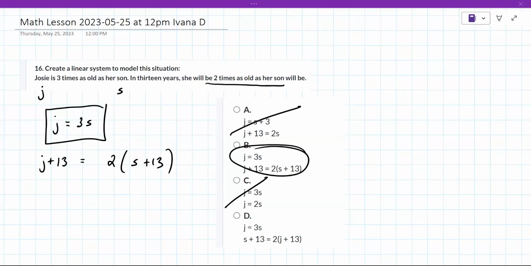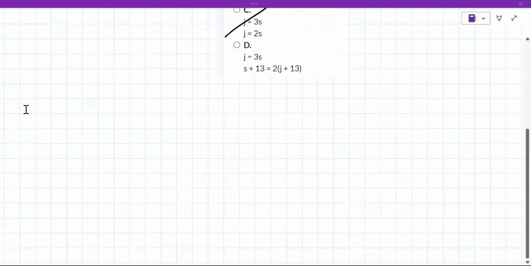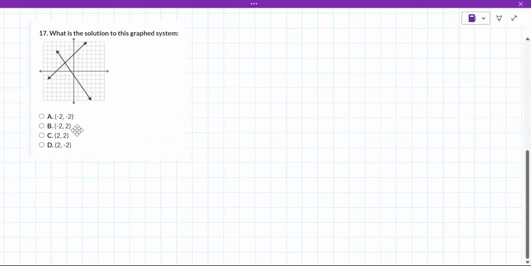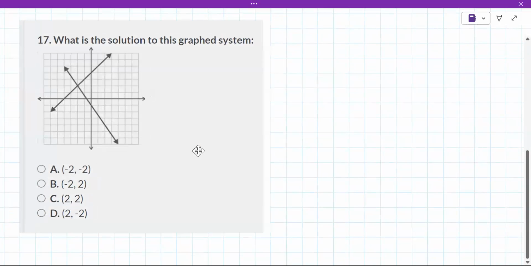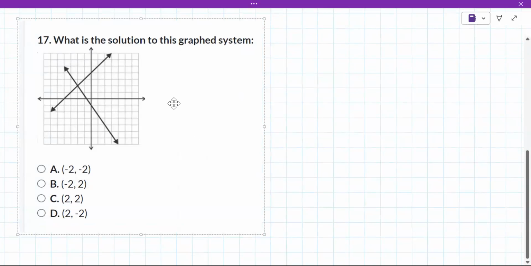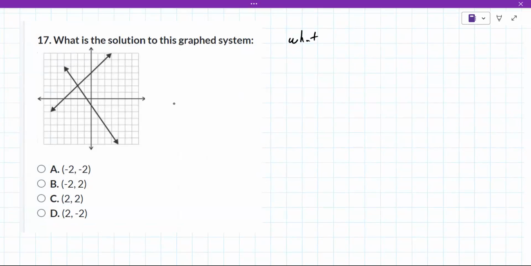All right, so the next problem here, they actually get a lot easier right after this. So we'll get back on track with the lesson shortly. What is the solution to the graph system? Basically, they're asking, where do they intersect? What is the intersection point?